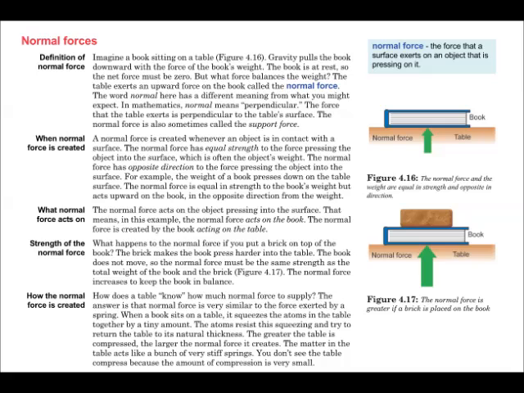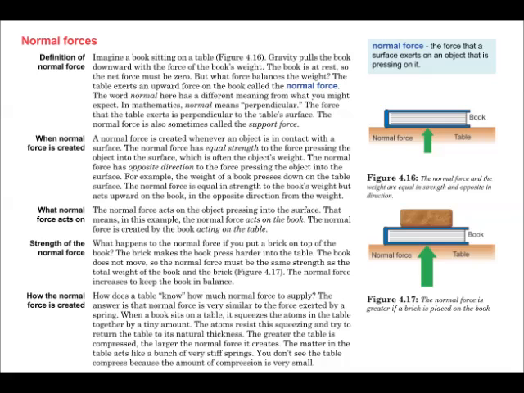A normal force is created whenever an object is in contact with a surface. The normal force has equal strength to the force pressing the object into the surface, which is often the object's weight. The normal force has opposite direction to the force pressing the object into the surface. For example, consider the weight of the book pressing down on the table surface. The normal force is equal in strength to the book's weight, but acts upward on the book in the opposite direction from the weight. The normal force acts on the object pressing into the surface. This means, in this example, the normal force acts on the book.